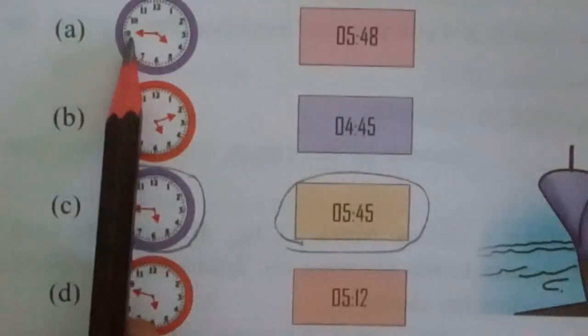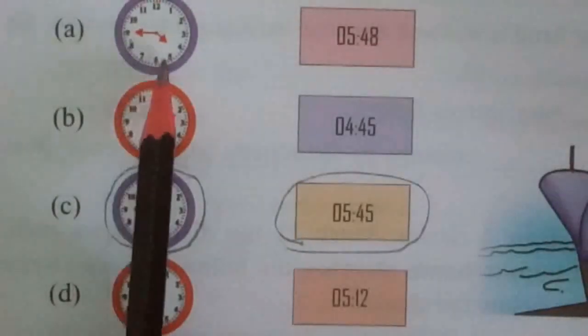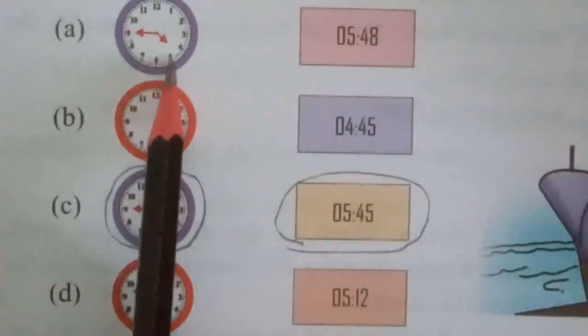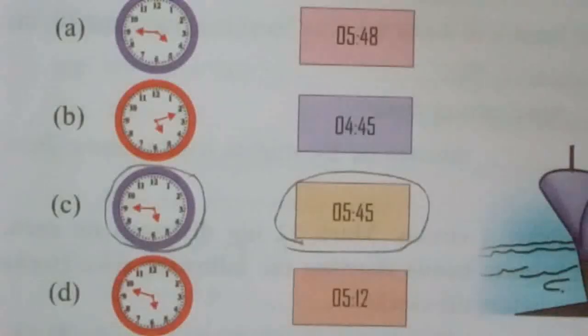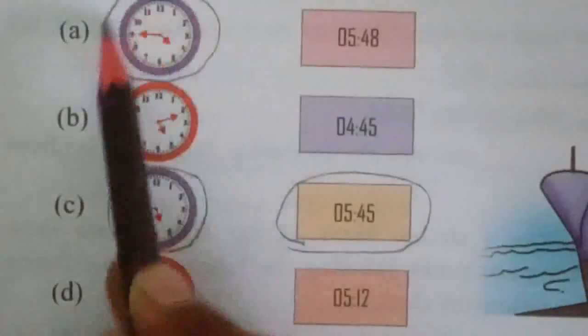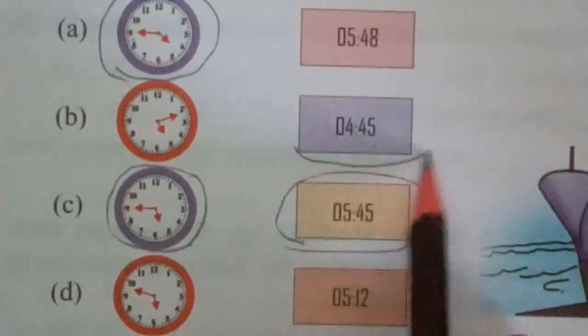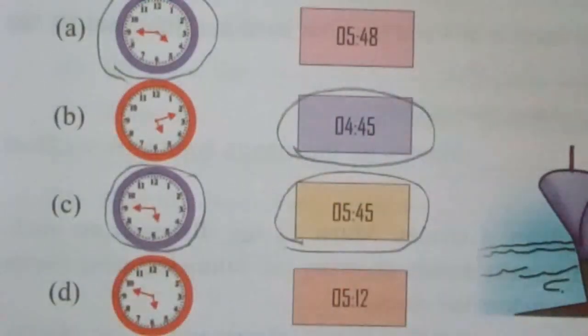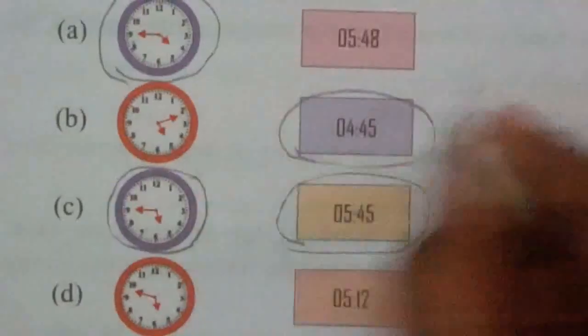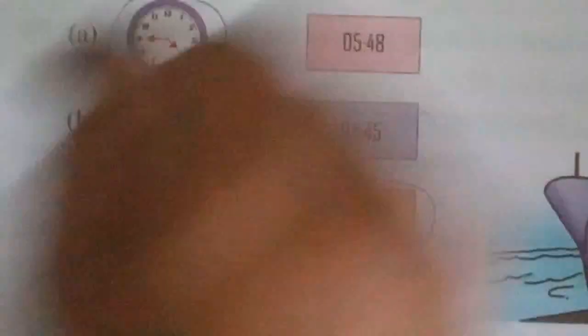In this one, the minute hand is at 9. 9 fives are 45 and our hand is in between 4 and 5. It means 4:45, this clock. And in digital clock, 4:45. We have to do tick here, not circle, do tick here.